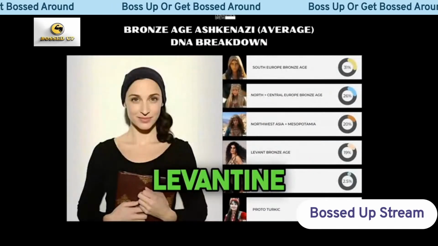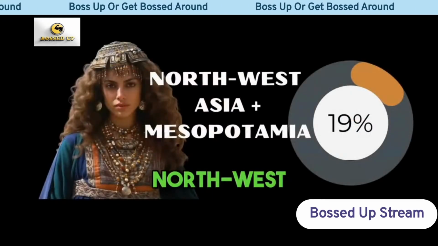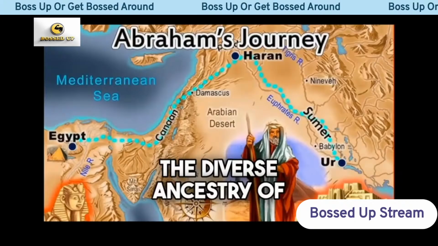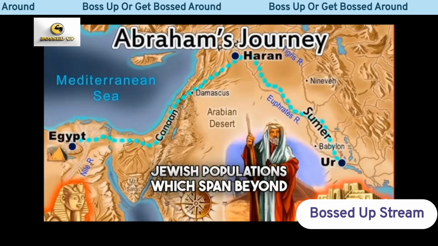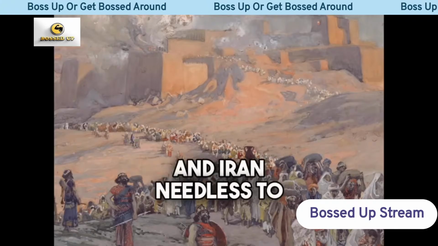In addition to Levantine ancestry, around 20% of their ancestry on average is Northwest Asian and Mesopotamian related, highlighting the diverse ancestry of Jewish populations, which span beyond the ancient Canaanites to groups in Mesopotamia and Iran.